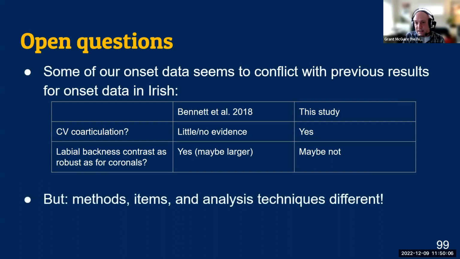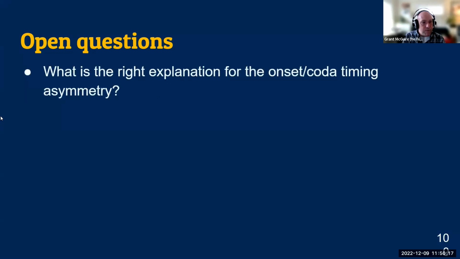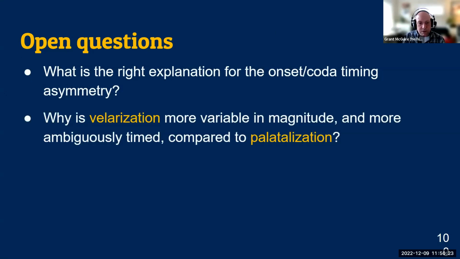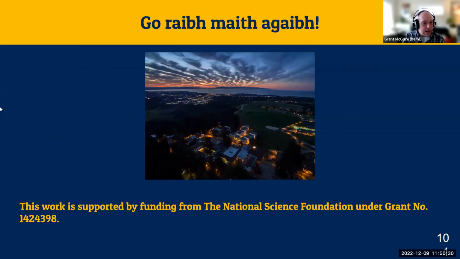The challenge here is that the way we set up both studies is different, though. The methods, the items, the analysis techniques are pretty different between both studies. So what's the right explanation for the onset coda time asymmetry? These are open questions. Why is velarization more variable in magnitude and more ambiguously timed compared to palatalization? Need more study.